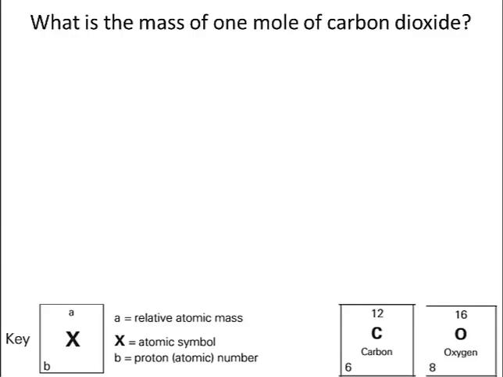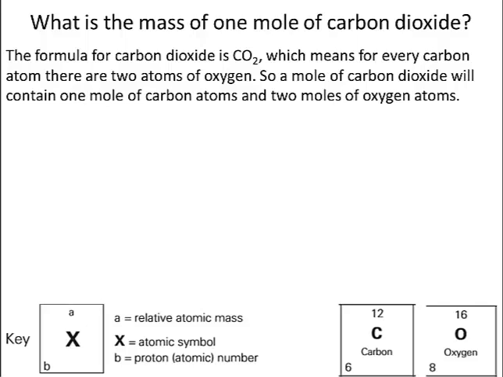What is the mass of 1 mole of carbon dioxide? Try pausing the video and see if you can calculate the mass of 1 mole of carbon dioxide. After you have an answer, start the video again. The formula for carbon dioxide is CO2, which means that for every carbon atom there are 2 atoms of oxygen. So a mole of carbon dioxide will contain 1 mole of carbon atoms and 2 moles of oxygen atoms.